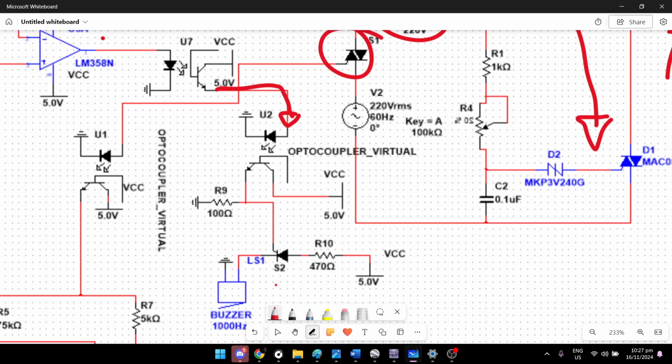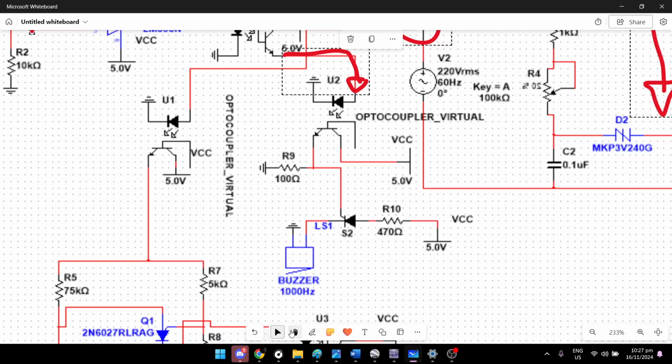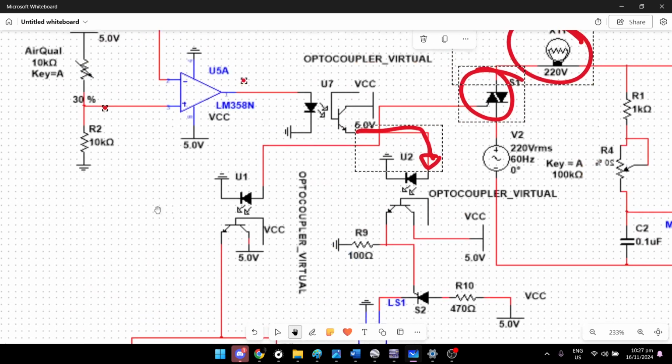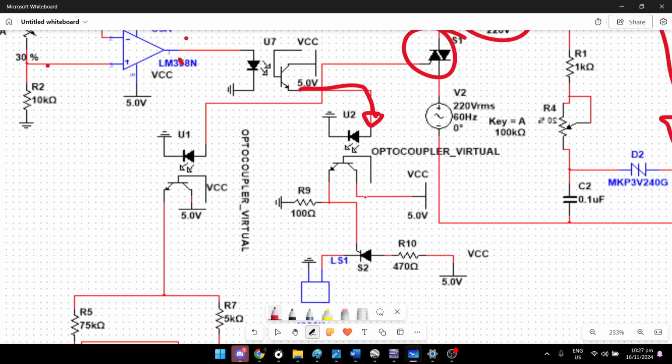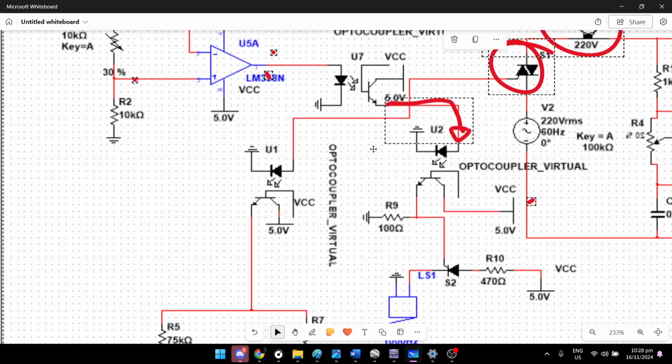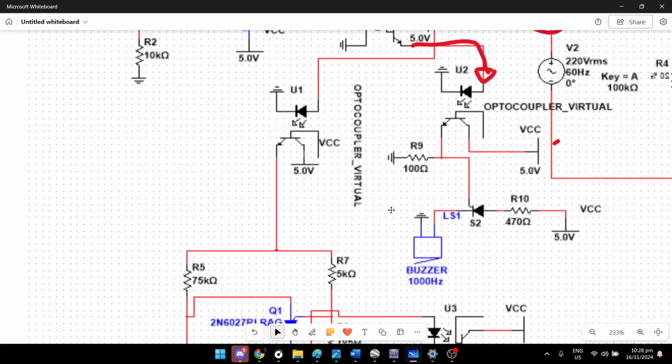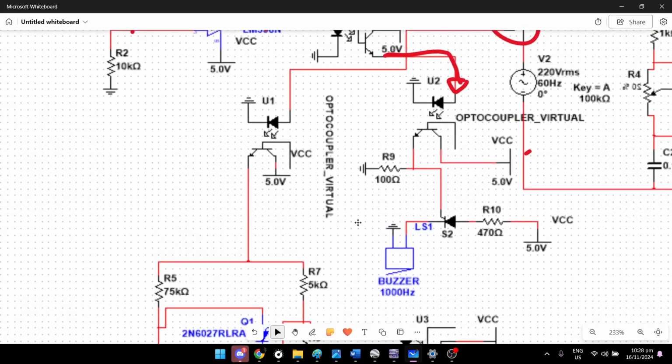So this SCR will conduct in the presence as well of the first operational amplifier right here, because it is connected to the same optocoupler, so that whenever the system detects that the temperature is very bad, it will sound a buzzer. So it's basically like an alarm system. Yeah, and this whole part is basically just the alarm system for the system.